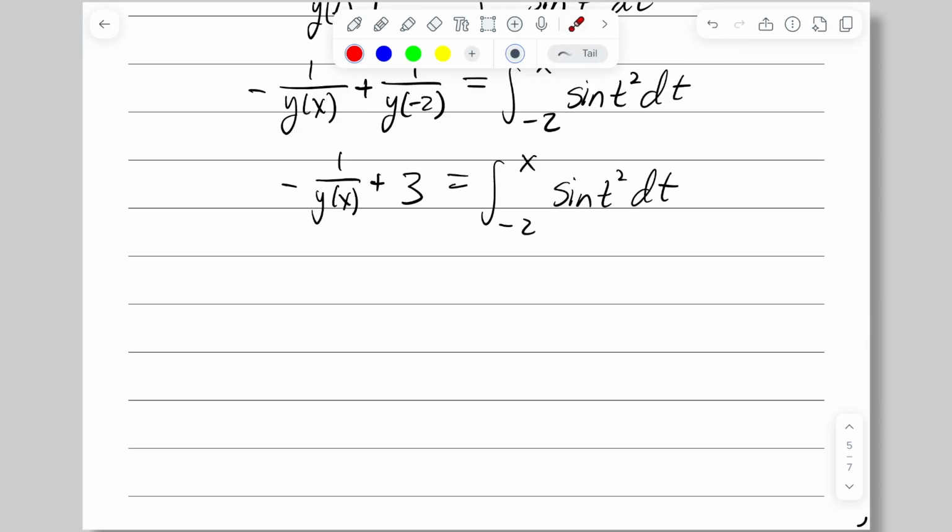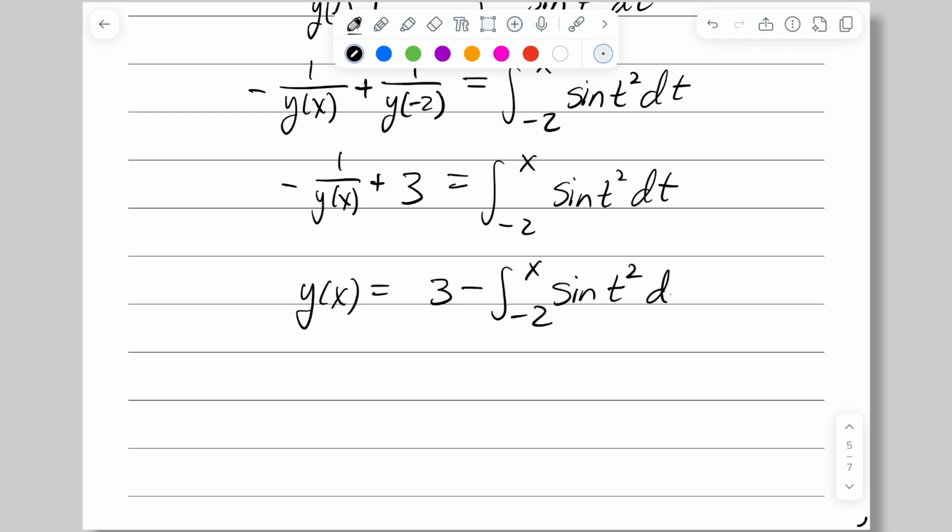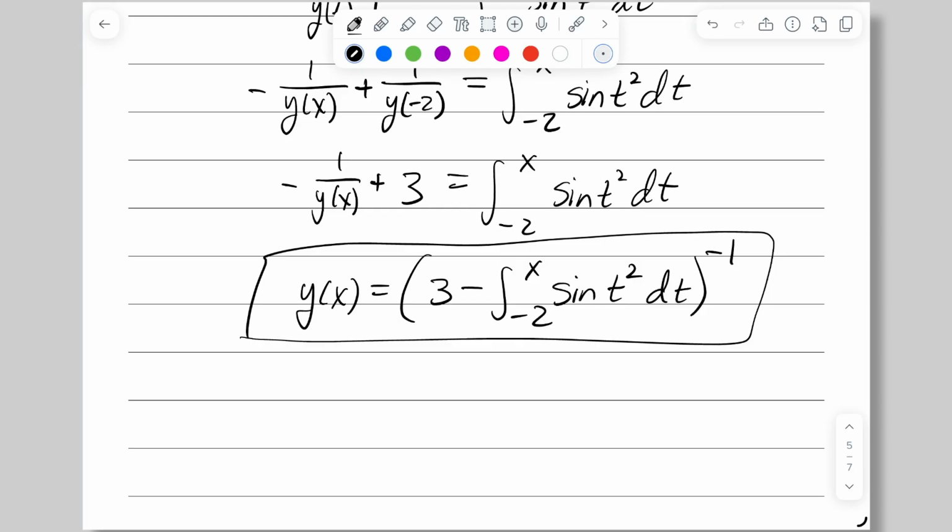At this point, we want an explicit solution. We're going to solve for y by subtracting 3 from both sides, but then multiplying by negative 1, and then finding the reciprocal. The result is going to be y of x is equal to, I'm going to write it as 3 minus that integral from negative 2 to x of the sine of t squared dt. Then I'm going to wrap the whole thing in parentheses, make negative 1 the exponent. So that's how we're reciprocaling the right-hand side. We don't have to write down a fraction that has an integral in it.